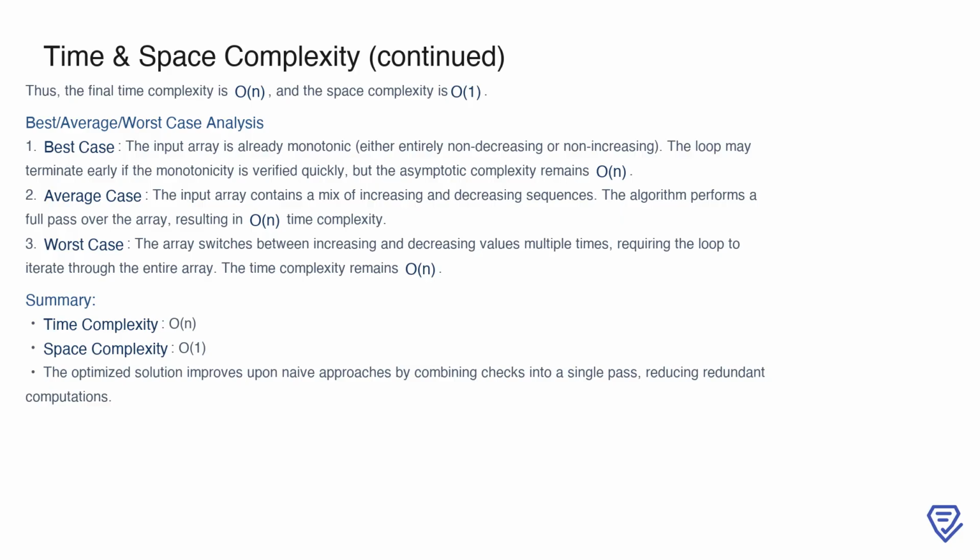This requires the algorithm to perform a full pass over the array, resulting in O(n) time complexity. Finally, in the worst case, the array alternates between increasing and decreasing multiple times, forcing the loop to iterate through the entire array. However, even in this scenario, the time complexity remains O(n). To summarize, the optimized solution achieves O(n) time and O(1) space complexity and improves efficiency by combining checks into a single loop, reducing redundant computations compared to the naive approach.